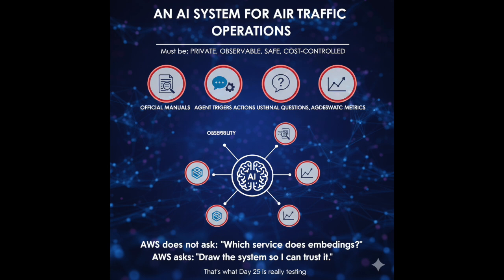Imagine this. An AI system helps coordinate air traffic operations. It answers internal questions. It uses official manuals. It runs an agent that can trigger actions. It must be private, observable, safe, and cost-controlled. AWS does not ask which service does embeddings. AWS asks, draw the system so I can trust it. That's what day 25 is really testing.